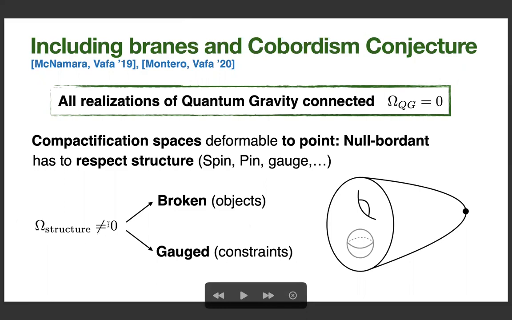If you find that it's non-zero, then you know that something has to happen. Either this has to be broken, which means that there are objects that you didn't know about that you should add in order to trivialize the bordism group. This is exactly what we find here. The other possibility is that your quantum gravity theory only makes sense in a certain subset of theories, which could be described as gauging of what is left of this bordism group and implemented by constraints on your backgrounds.